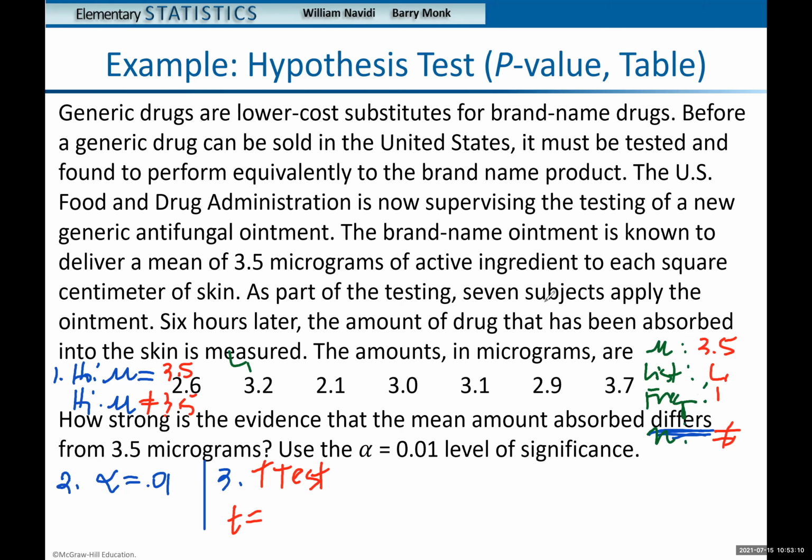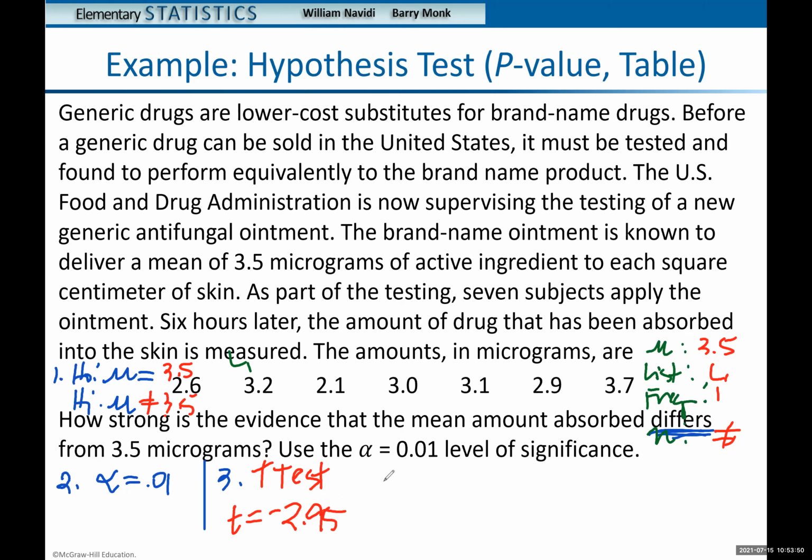All right, sorry. 2.6, 3.2, 2.1, 3.0, 3.7. T-test. Oh, I didn't change my, sorry. What did you get for T? Minus 2.95. So you just need 2 decimals.